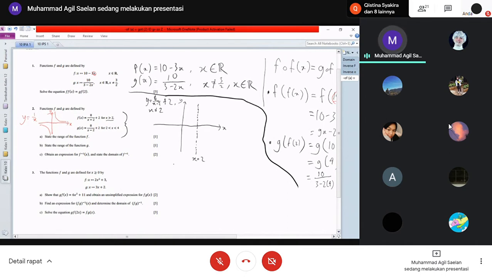Oke, untuk fungsi rasional sepertinya saya belum pernah bahas selain ini ya. Oke, untuk sementara ikuti dulu aja ya. Jadi gambarnya nanti kurang lebih seperti ini.